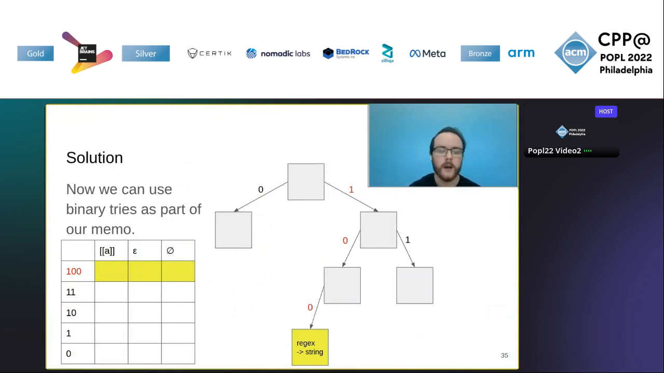So on the left, we have our memo, and I've highlighted a column in yellow. This column is labeled 100, this row is labeled 100. And so if we follow 100 in the tree on the right, we end up at that yellow box. And that yellow box represents the column highlighted in yellow. And this is some data structure that maps regular expressions to strings. But a nice thing about this structure is it doesn't matter how densely populated this trie is. We only ever have to do one operation for each bit in the key.